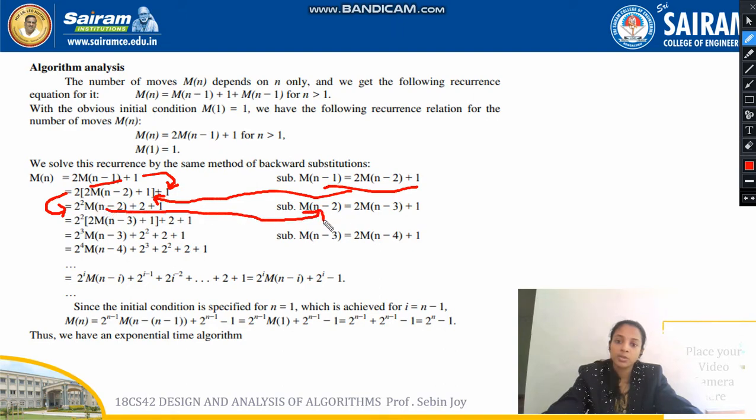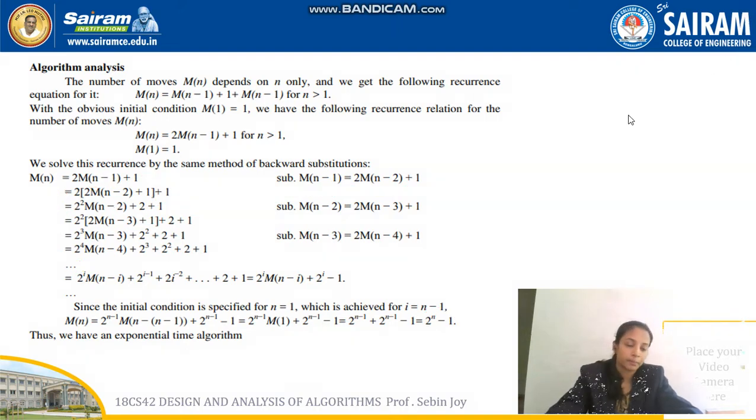Now you can substitute M of n minus 2. What is M of n minus 2? That is 2M of n minus 3 plus 1. That will be substituted here, and you will be getting 2 cube after this. So like that, at the end you can write it as 2 power i M of n minus i plus 2 power i minus 1. When you solve all these things, you will get 2 power n minus 1. So we can write this one as theta of 2 power n. Why? 2 power n minus 1 is always less than 2 power n. So you can write it as theta of 2 power n.